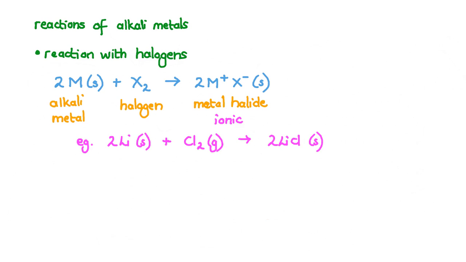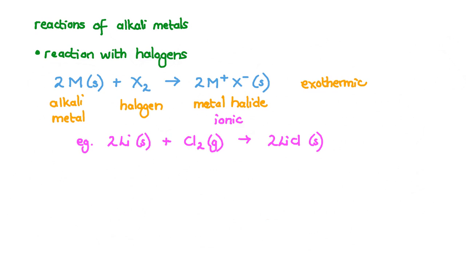Let's look at a specific example of an equation. When lithium reacts with chlorine, which is an example of a gaseous halogen, we get 2Li solid plus Cl2 gas reacting to form 2LiCl solid. LiCl, or lithium chloride, is a solid, as are all the metal halides. These reactions are also exothermic.